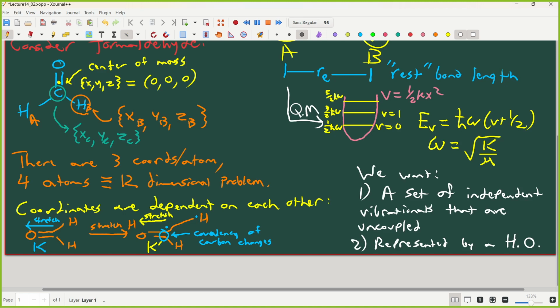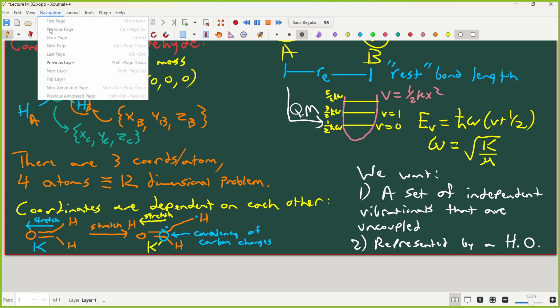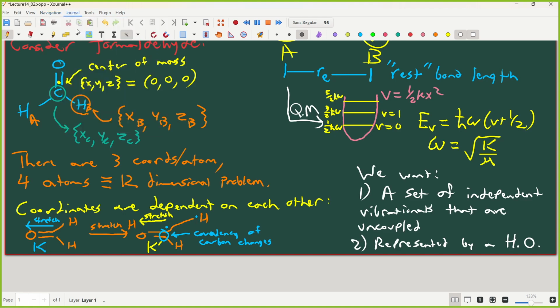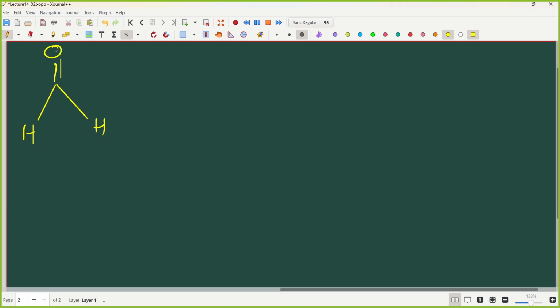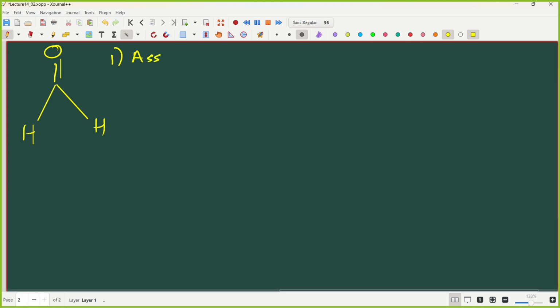So let me try to set up the problem a little bit. Let me go ahead and draw my formaldehyde again. Nice big formaldehyde. All right, and let's assume each bond is at its equilibrium position.